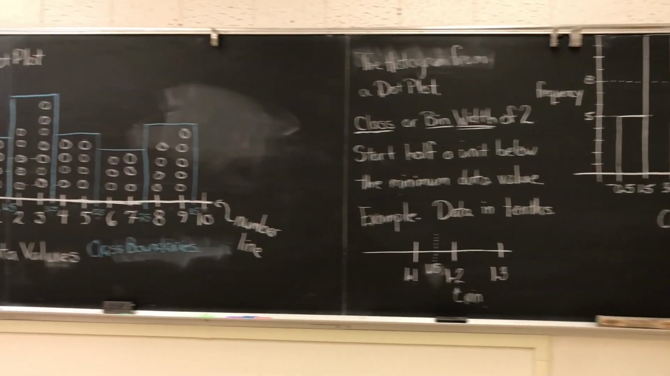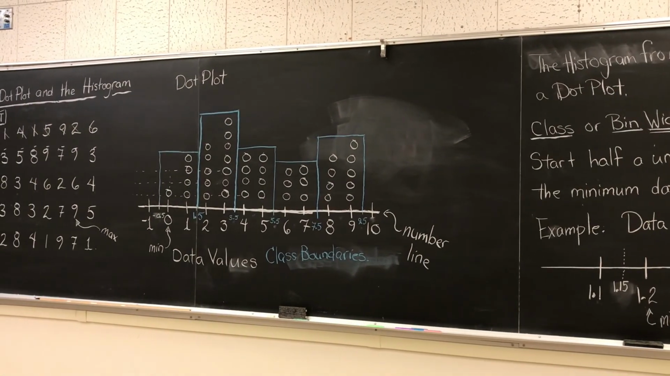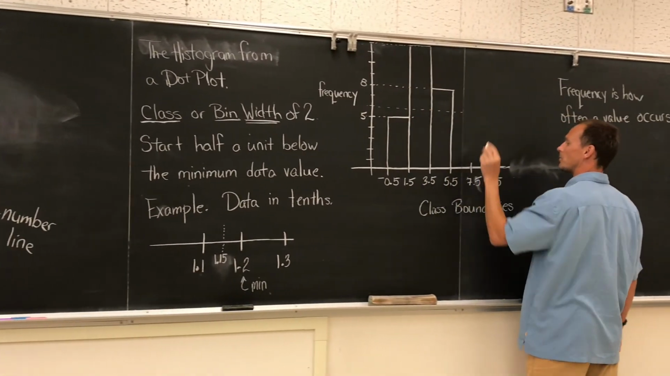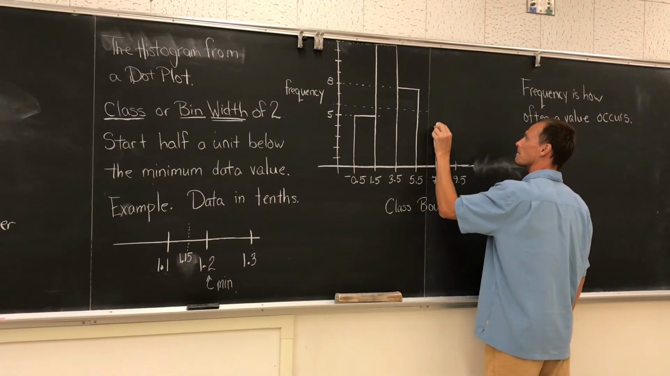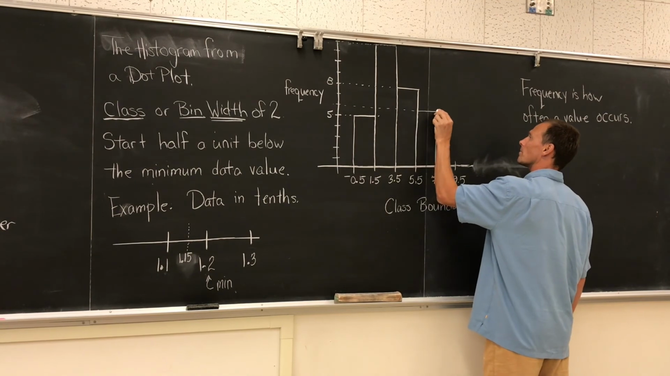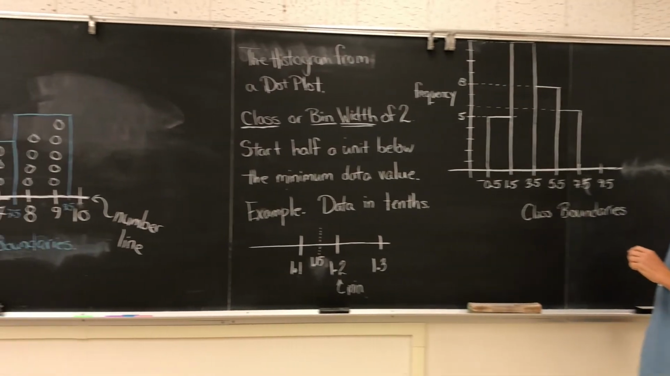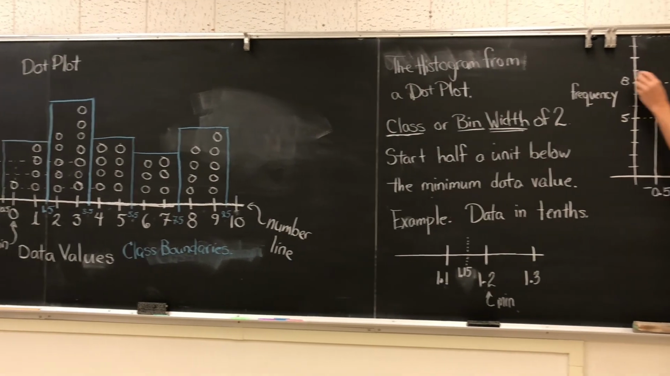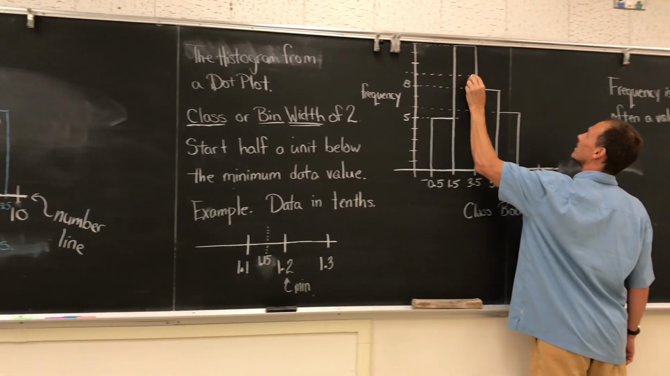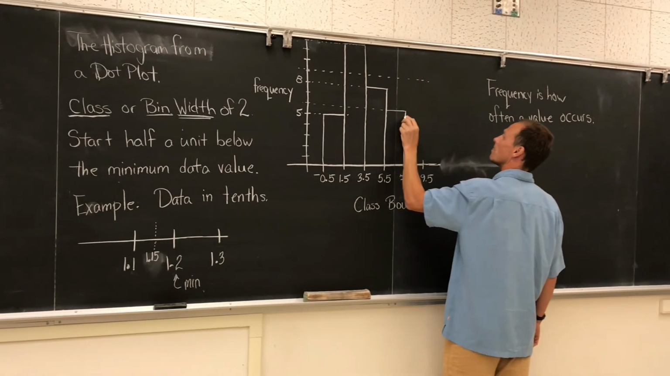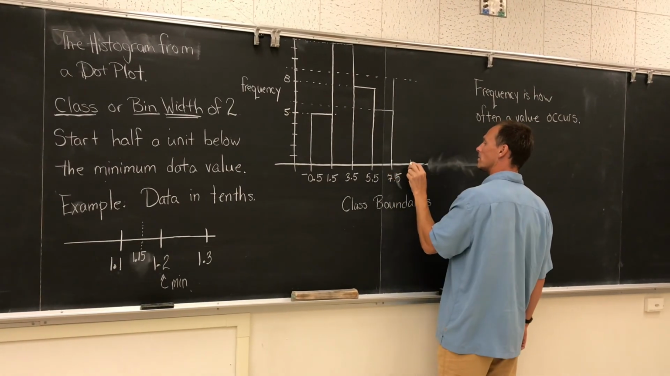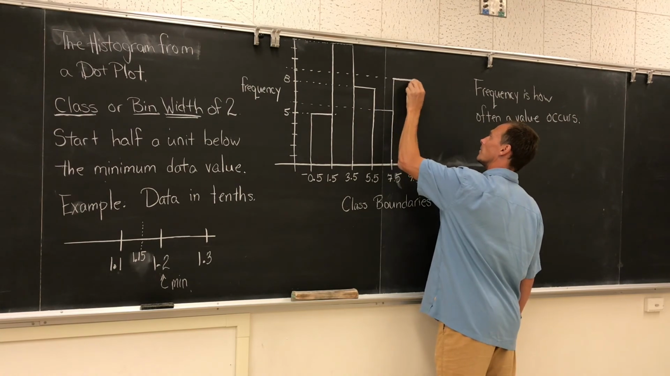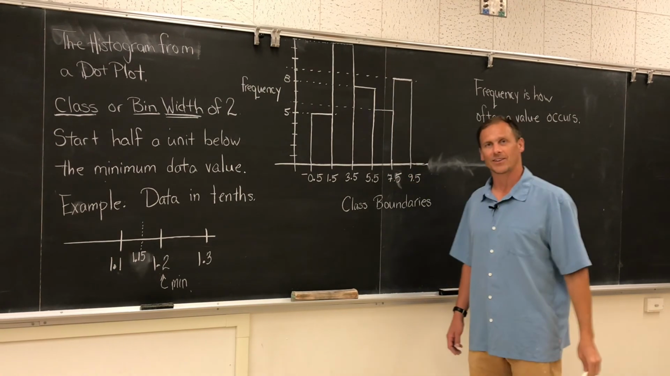And my next one has 6. So let's do 6 here. And my last bin has 4, 5, 9. Looks like it is 9. There we go. And that's a histogram.